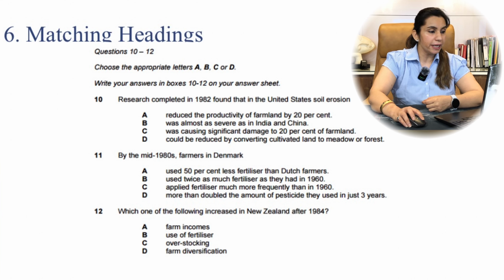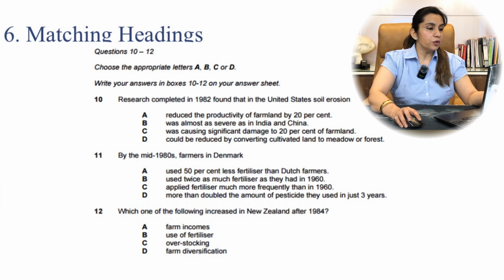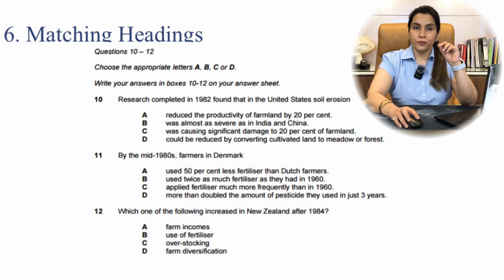Now question number 10 is asking about research completed in 1982 found that in the United States soil erosion, and there are 4 options A, B, C and D. The first says reduce the productivity of farmland, second says was almost as severe as in India and China, and third says are causing significant damage to 20% of farmland. D, could be reduced by converting cultivated land to meadow or forest. So they are talking about 4 different things.